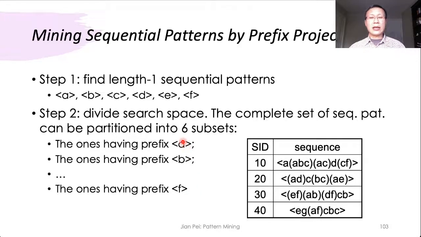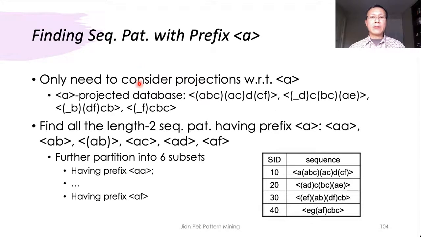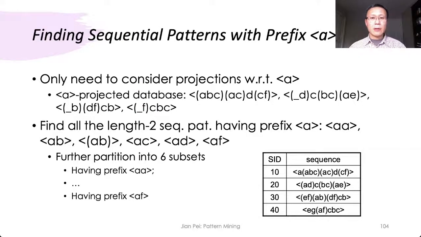As you can see, if you have one sequential pattern, according to the anti-monotonicity of apriori, it must start from one of those items. Therefore, it must belong to one and only one of these 6 groups. Therefore, this partitioning is complete and there is no redundancy. Now, we can try to find the sequential patterns with prefix a. To find all the sequential patterns with prefix a, we only need to consider the projection with respect to a.